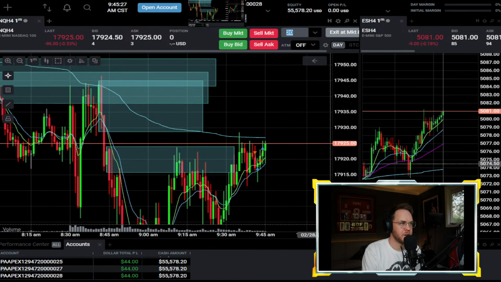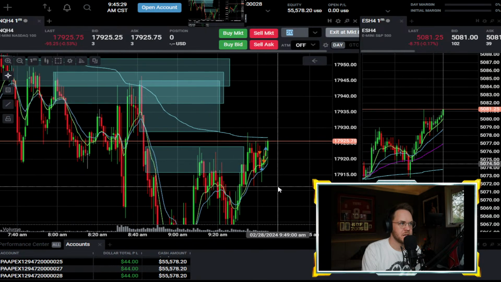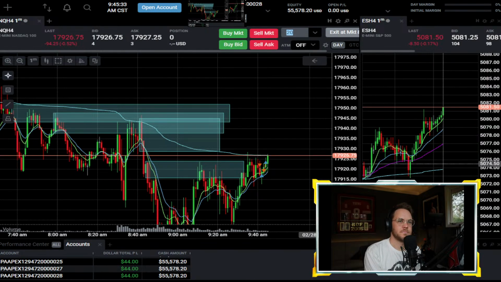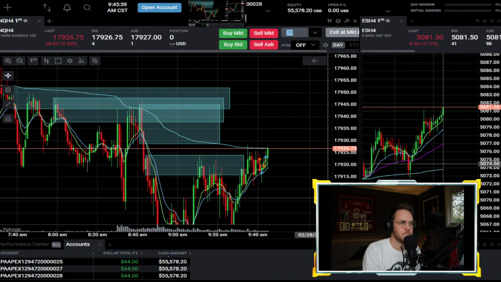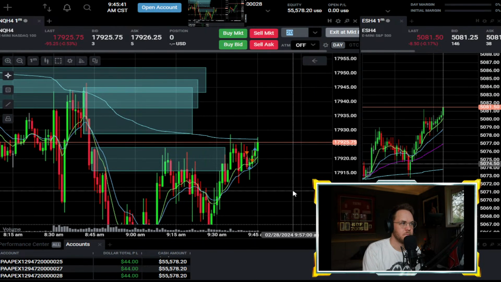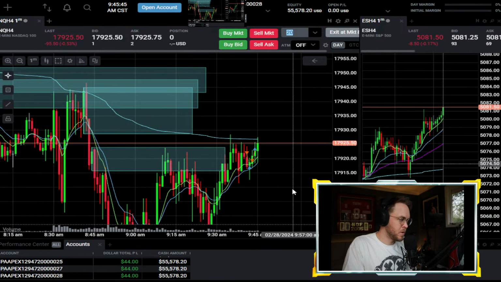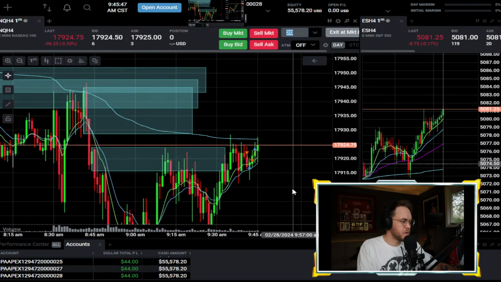All right, there's the breakout. Let's see how hard this can run. We're bouncing off VWAP right now. Let's see if we can break up through VWAP. Not sure if we're going to or not.